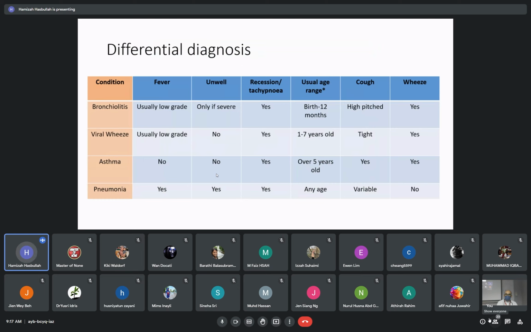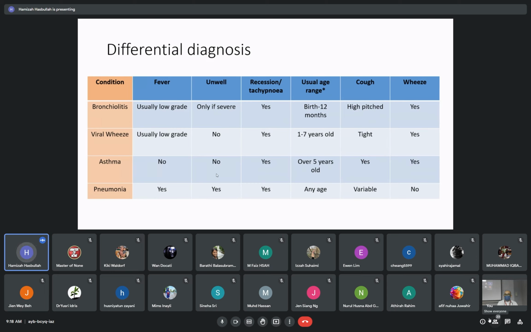So differential diagnosis, bronchiolitis usually ada low grade fever. Ni bronchiolitis versus viral wheeze versus asthma versus pneumonia. So in bronchiolitis usually low grade fever, patient will become unwell kalau severe, ada recession or tachypnea. Usual age range is birth to 12 months old, cough dia high pitch and ada wheeze.